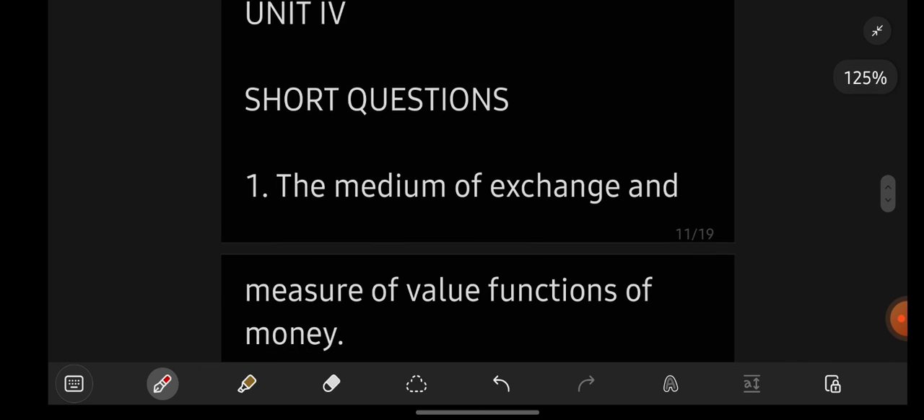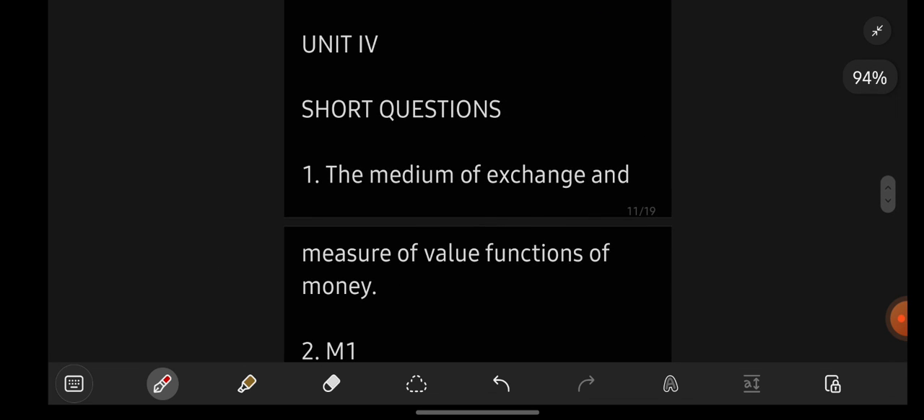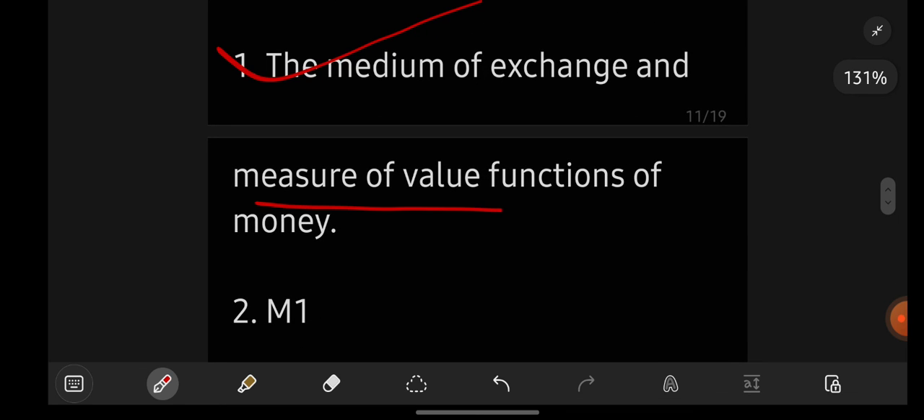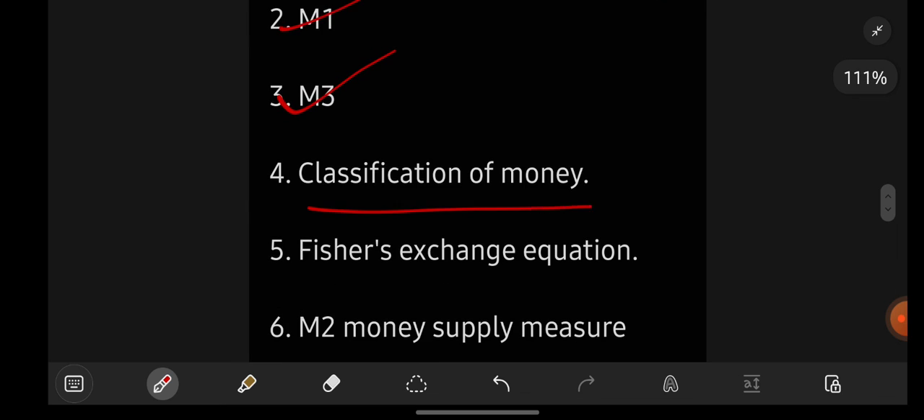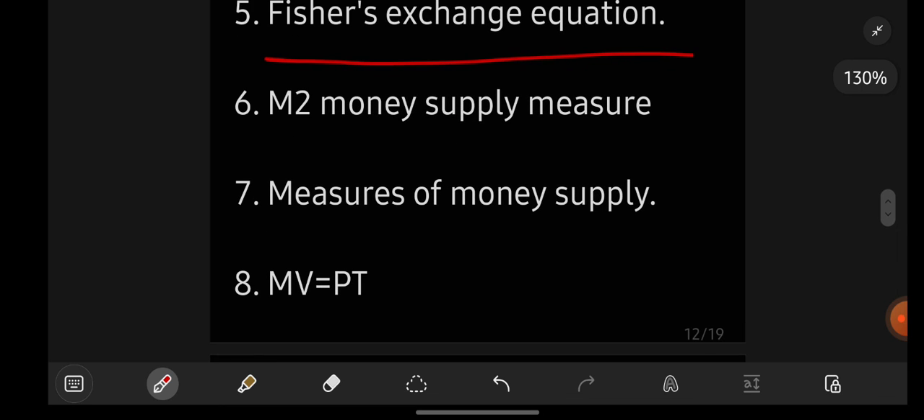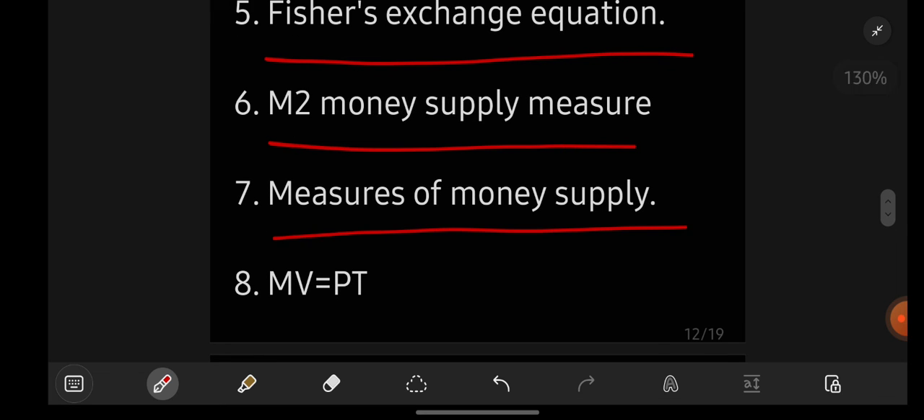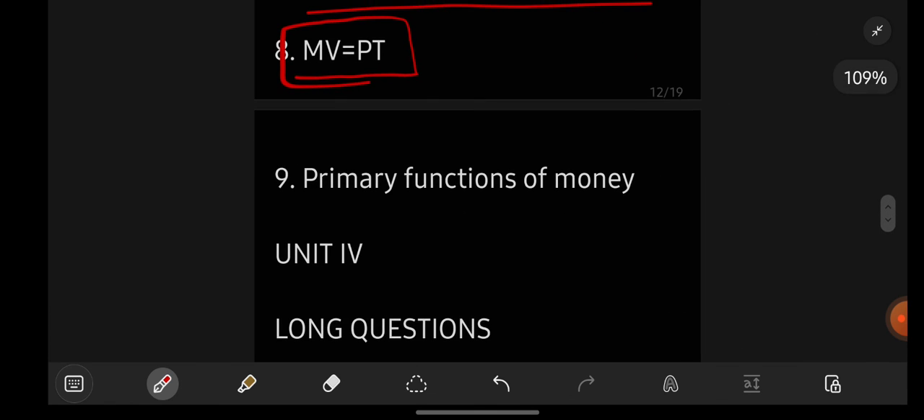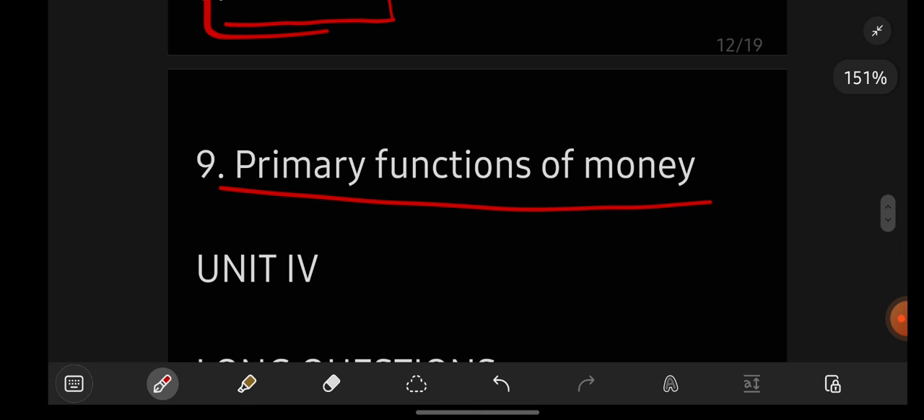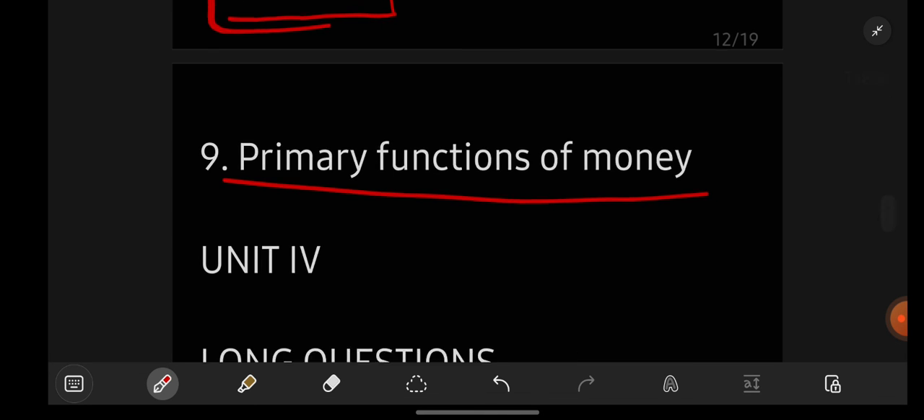Okay, then short important questions from unit number 4. The medium of exchange and measure of value functions of money. M1, M3, classification of money, Fisher's exchange equation. M2, money supply measure, measures of money supply. MV equals PT, how you have to explain, primary functions of money. So these are the 9 important questions from unit number 4.